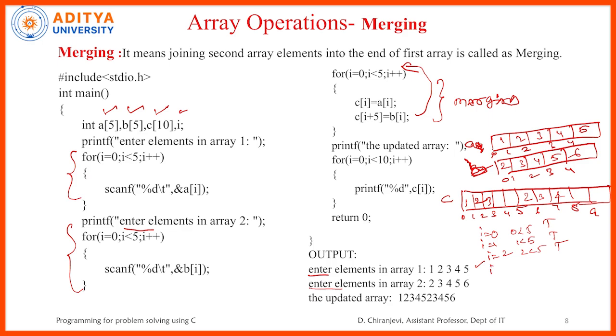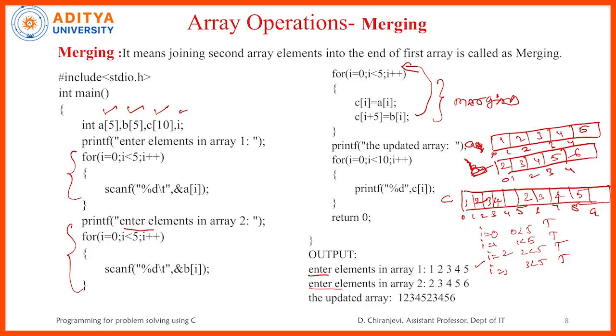After that I value is 3. 3 less than 5, this is true. Now A of 3 is 4, so 4 will be stored at C of 3. After that I value is currently 3, so 3 plus 5, 8. C of 8 will store B of 3. B of 3 is 5, so C of 8 is storing 5.